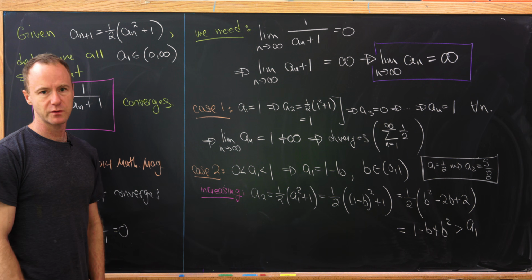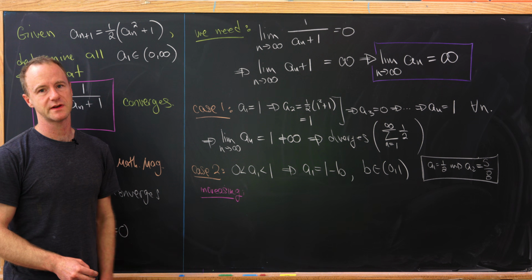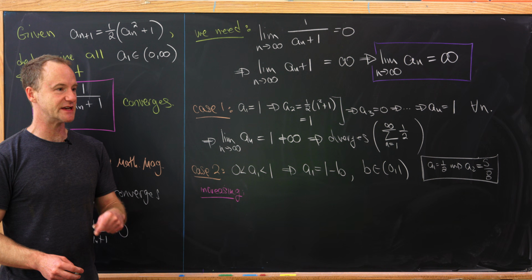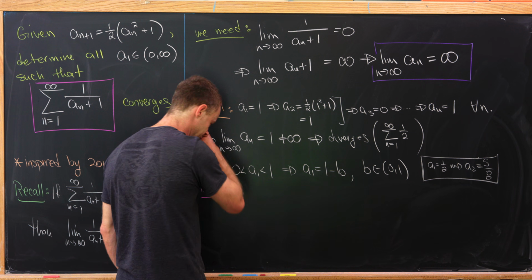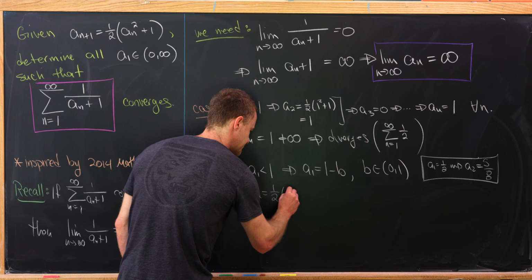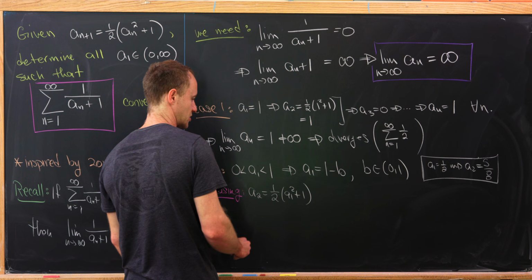Okay, so now that we've shown that it's increasing, let's show that it's bounded above. Okay, so now let's show it's increasing, and we'll do this by induction. So our base case will be to show that a2 is bigger than a1, and this is a pretty quick calculation. So let's write a2 as 1/2 times a1 squared plus 1. Notice that's just using our recursion here.